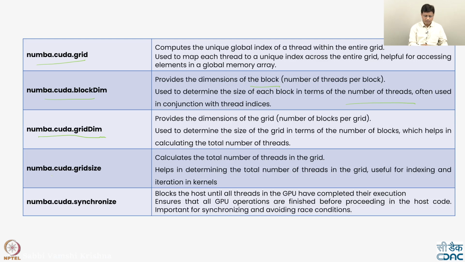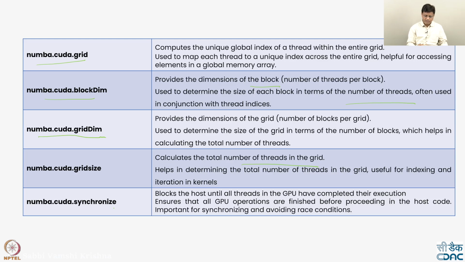Next function, numba.cuda.gridsize, calculates the total number of threads in the grid. In the earlier case, we had to do some mathematical computations, multiplying the number of threads in x direction, y direction and z direction, but here a single function is going to give you the answer.